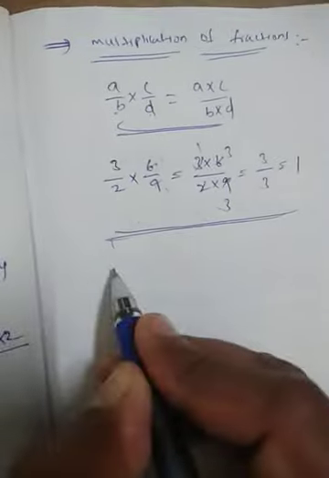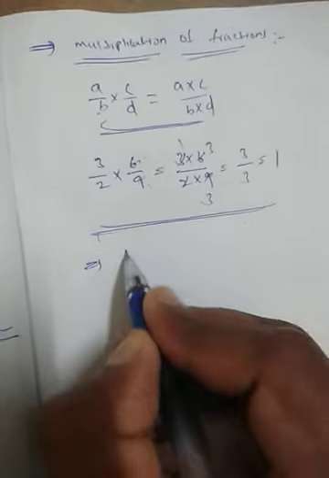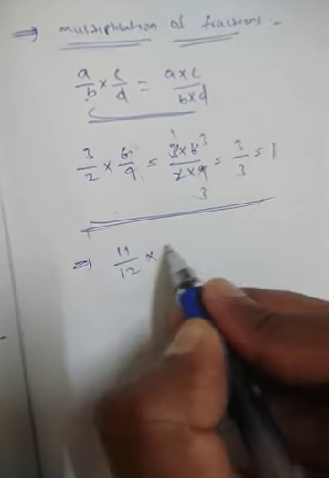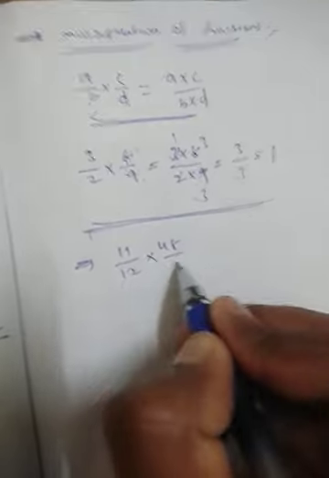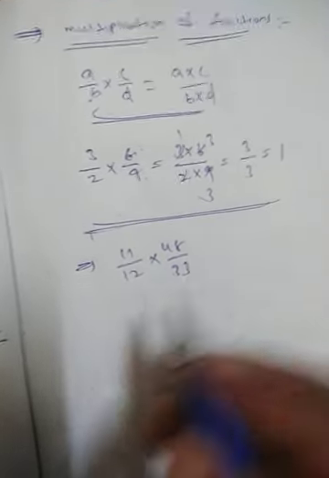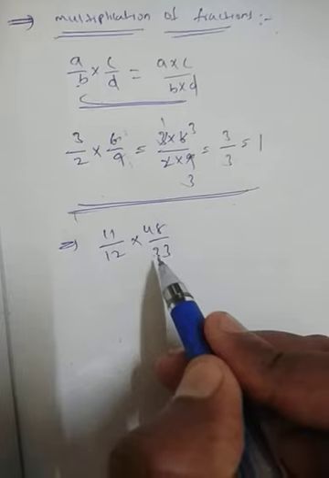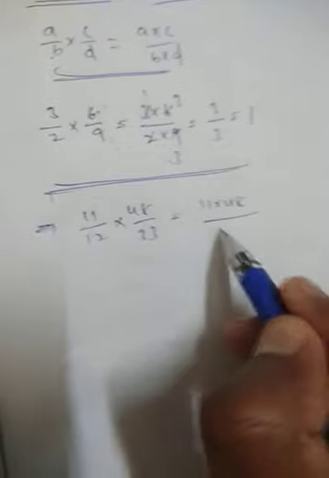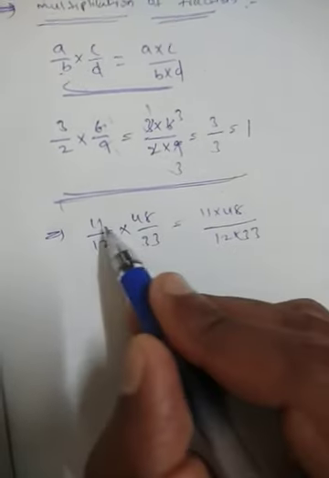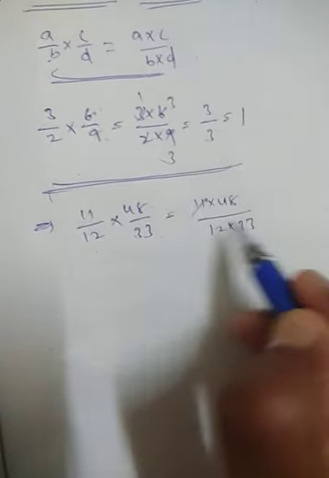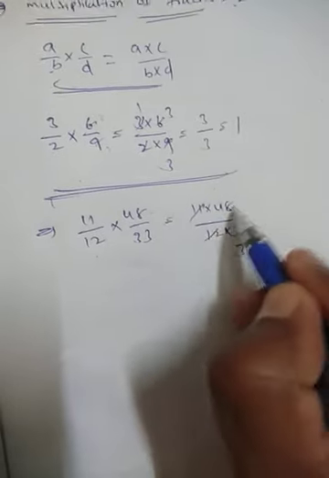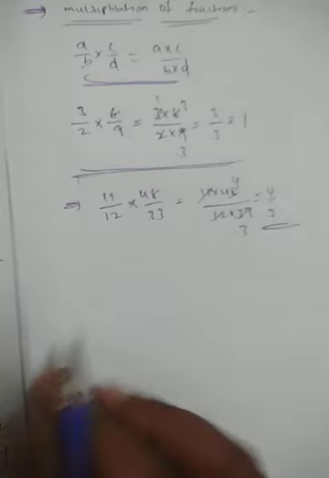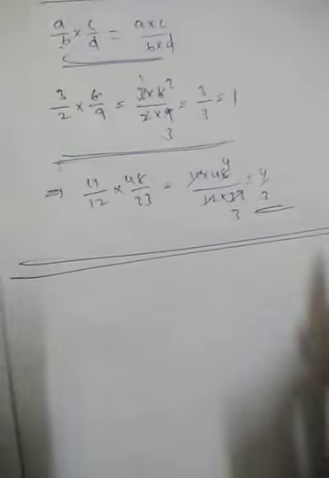So take one more example: 11 by 12 into 48 by 33. How can I write this one? Tell me. So here 11 into 48 divided by 12 into 33. Multiply the numerators, multiply the denominators. 11 ones are 11, 3 threes are 12 ones are 12, 4 fours are 4 ones are 4, 3 ones are 3. 4 by 3 will be the required value of the fraction.